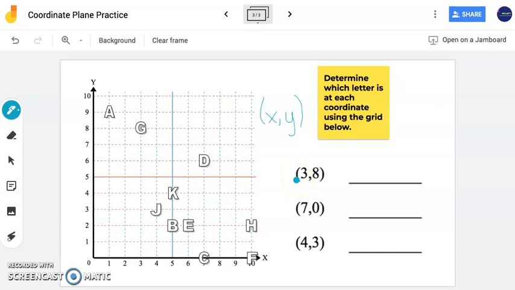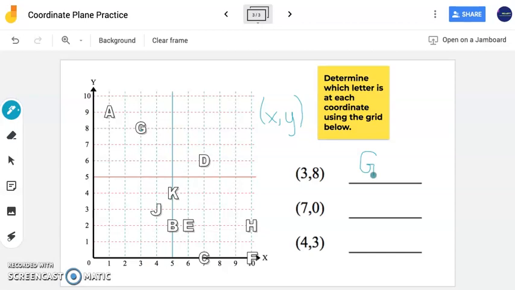So now I'm always going to start at my origin. The first number I see is a 3. That means my x value is 3. So I need to find 3 along the x-axis, and then it's telling me 8 as my y value, which means I'm going up 8 units. 1, 2, 3, 4, 5, 6, 7, 8. And the letter I see here happens to be G, so I'm going to represent G right here as my answer on the line.